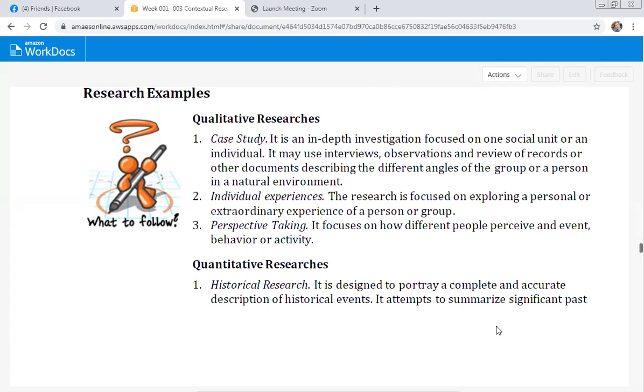Okay? So, case study basically, how does it happen? It is an in-depth investigation. Focus on one social unit or an individual. For example, in the Philippines, di ba, let's take one social unit or an individual. Let's talk about yung mga may HIV. Those people who suffer from HIV infection.